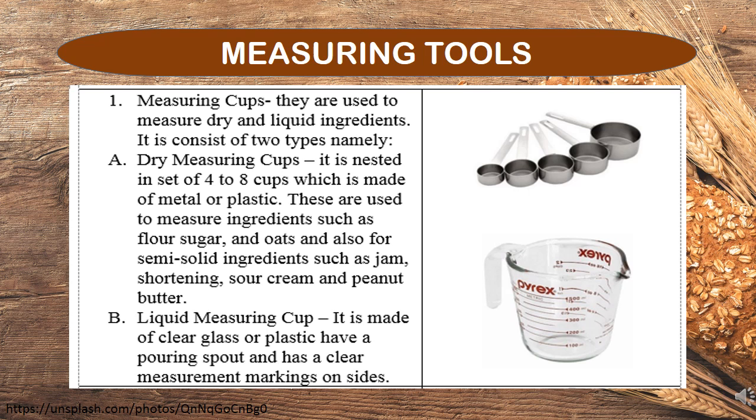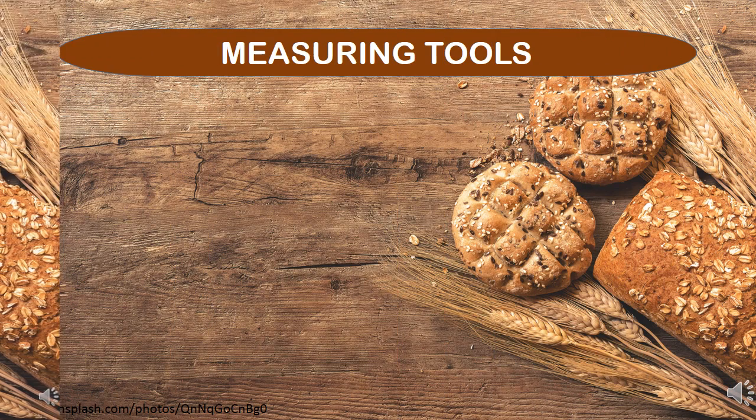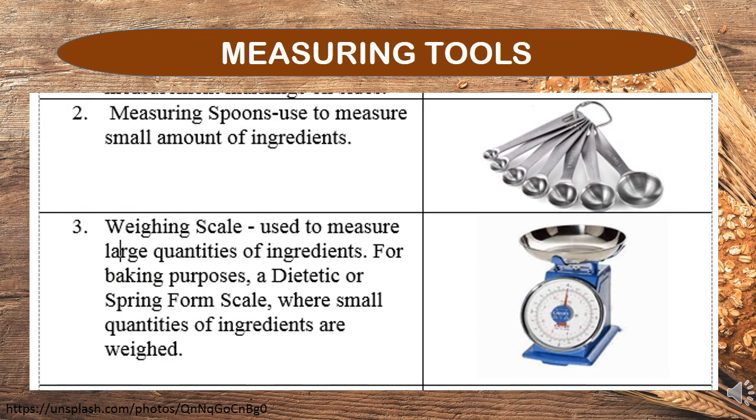Next is the liquid measuring cup. It is made of clear glass or plastic, has a pouring spout, and has clear measuring markings on the sides. Measuring spoons. It is used to measure a small amount of ingredients. Weighing scale. Used to measure large quantities of ingredients for baking purposes. A dietetic or spring-form scale where small quantities of ingredients are weighed.